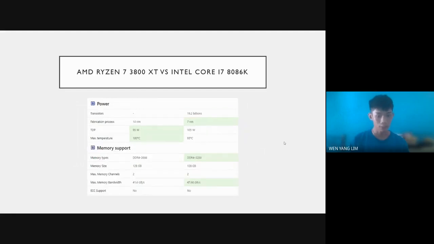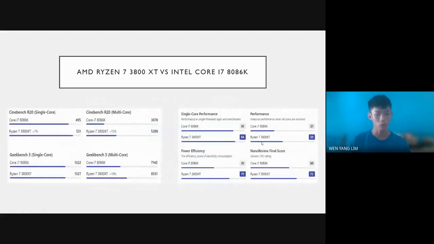In this table below, we can see that the AMD Ryzen 7 has the advantage of a more modern manufacturing process and has 2 more physical cores.